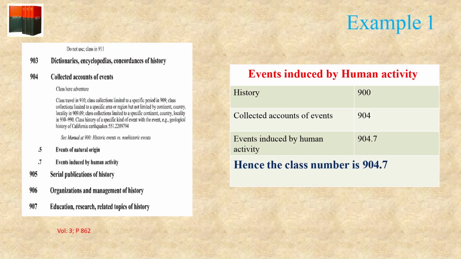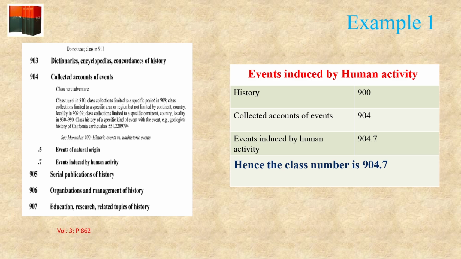how you will classify the titles of historical documents in the library. We will see some examples here and try to construct class numbers with the help of the schedules. The first example is events induced by human activity. How to determine the class number? Here are the two main terms: events and human activity.